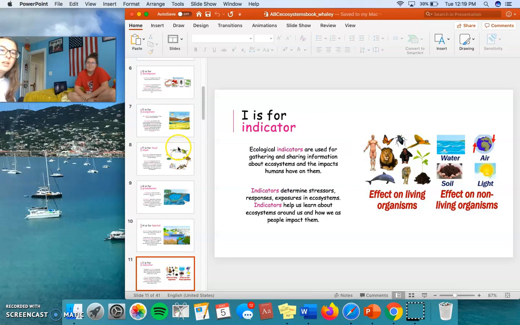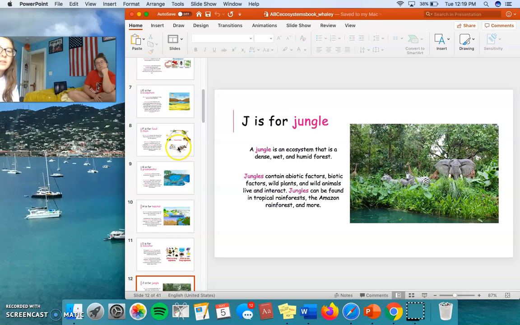Exactly. I is for indicator. Ecological indicators are used for gathering and sharing information about ecosystems and the impacts humans have on them. Indicators determine stressors, responses, exposures, and ecosystems. Indicators help us learn about ecosystems around us and how we as people impact them. So the animals, and the water, and the soil, and the air.